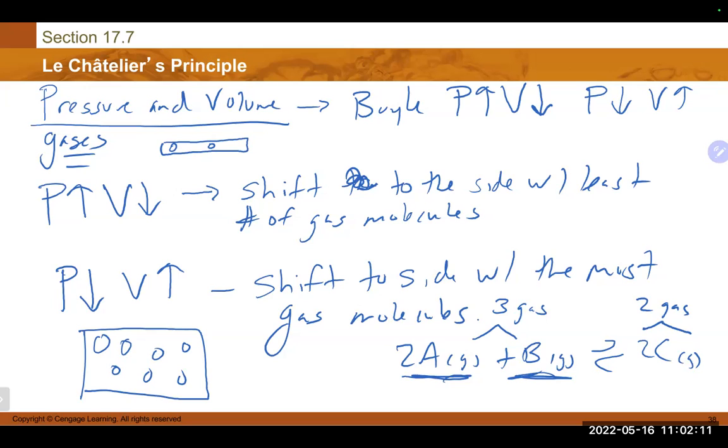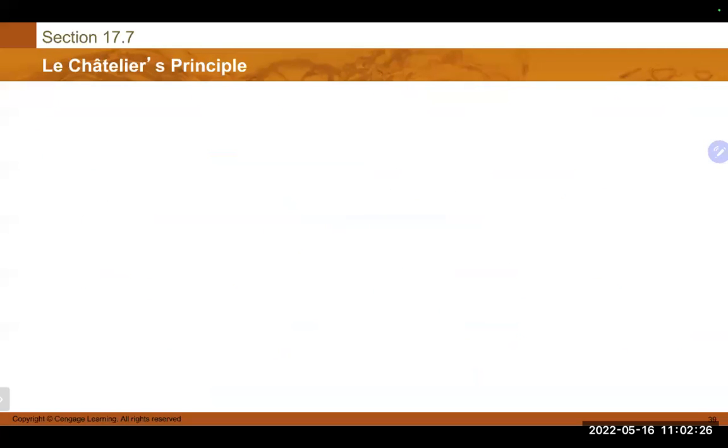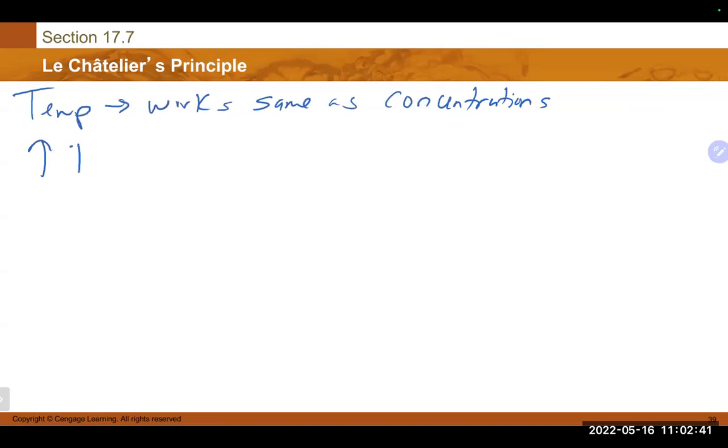The next stress that you could apply to a situation is temperature. You could change the temperature, and that could have an effect on the equilibrium. The nice thing about temperature is it works the same way as concentration, which means if we increase the temperature, it should shift away, and if we decrease the temperature, it should shift towards it.